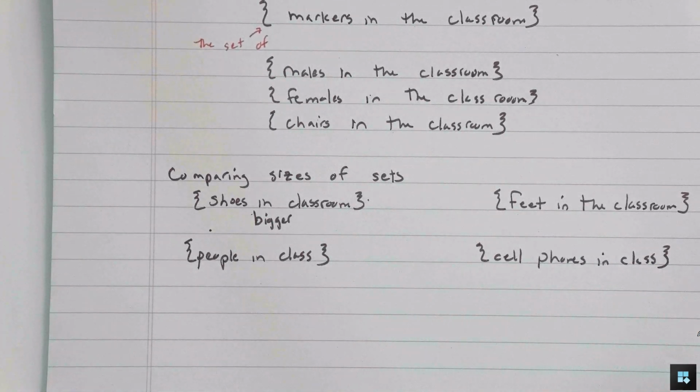So look at the two sets. Look at the number of people in the classroom and the number of cell phones in the classroom. So I did not bring my cell phone. I don't bring my cell phone to class unless there's some kind of emergency going on. Did anybody else not bring their cell phone?